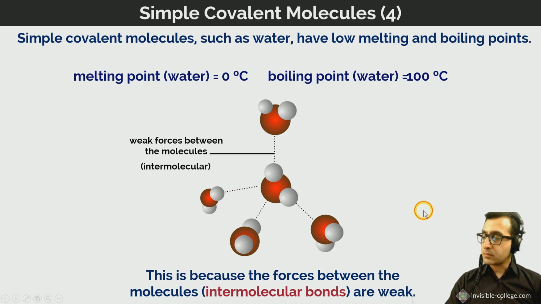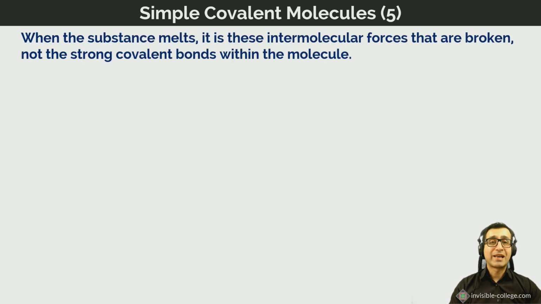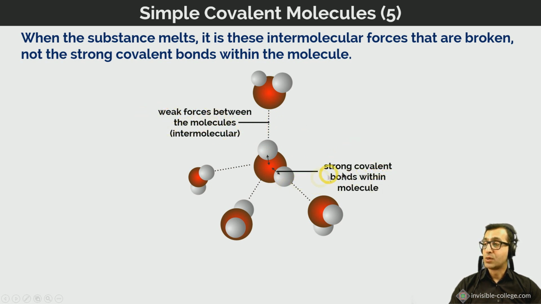All right, so let's move on with simple covalent molecules. When substances melt, it's the physical bonds between the molecules of those substances which are broken. It's not the strong covalent bonds within the molecules. So we have here strong covalent bonds between the oxygen and the hydrogen atoms within one water molecule. When you melt solid water to liquid water or boil liquid water to gaseous water, it's not these bonds that break. It's the intermolecular bonds, which are relatively weak compared to the chemical covalent bonds here.